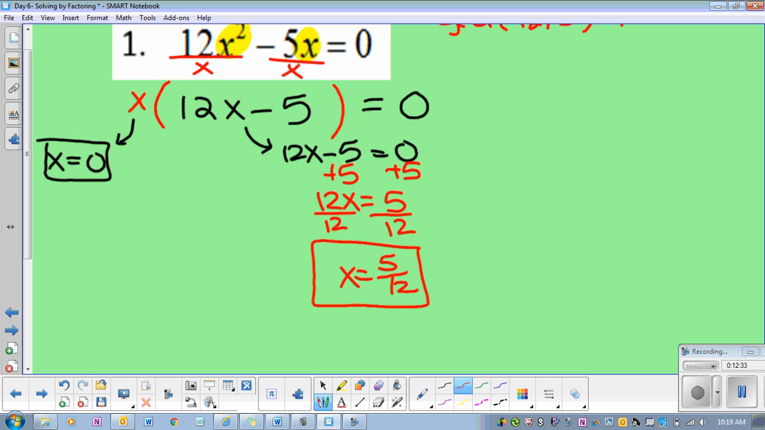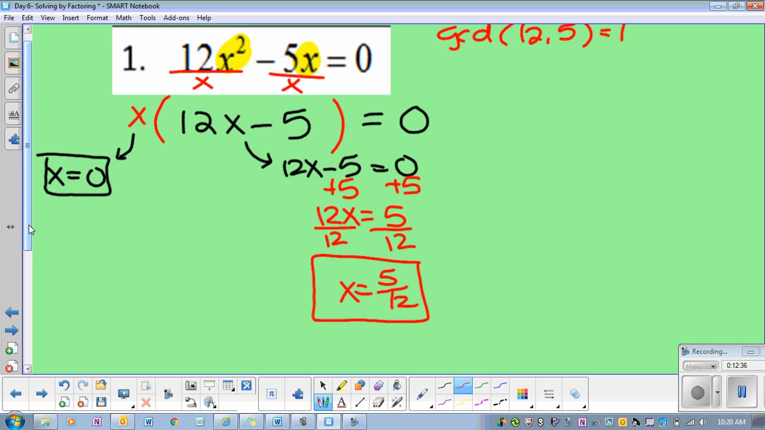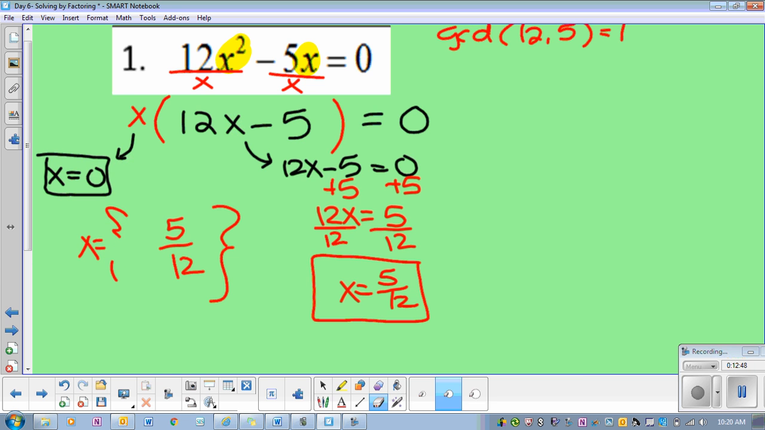There we go. I have 2 solutions. Is that how many I should have? Yes. Can we be fancy and put them into a solution set? Yeah. Typically, we like to put the smaller number first. But if you guys don't put it in that order, it's fine. I'm not going to mark it wrong, okay? Questions?